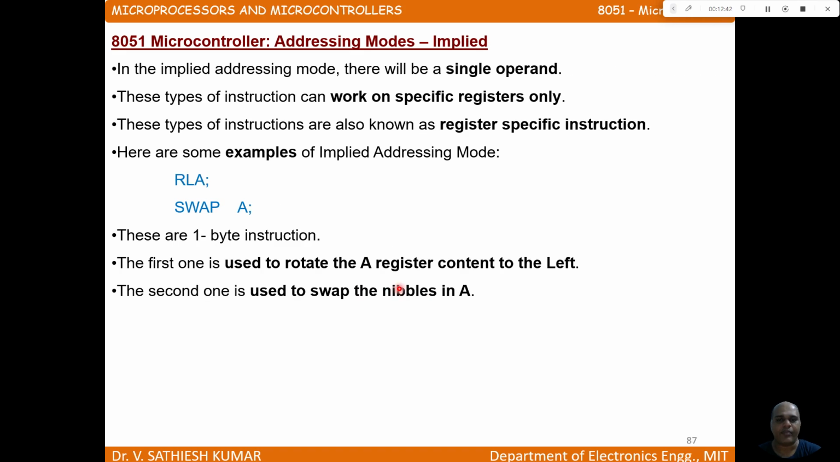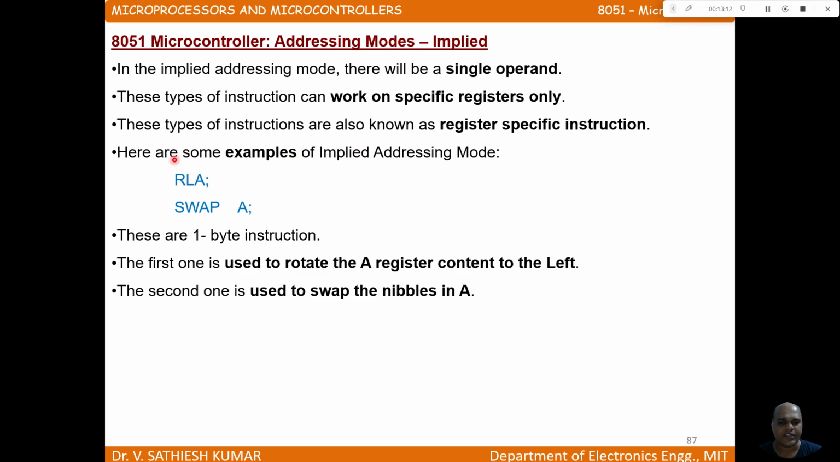And the last type of addressing mode is your implied addressing mode. Mostly in implied addressing mode we will have a single operand. So here, for an instruction, the register is specified by default. We need not specify it explicitly. By default we use some registers for a particular instruction. That is why it is called implied addressing mode. It's a register specific instruction.